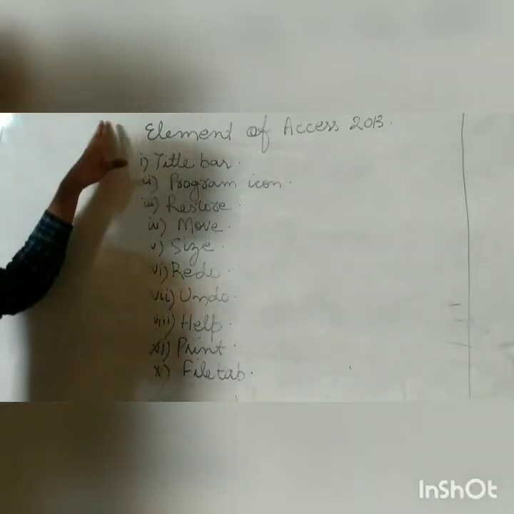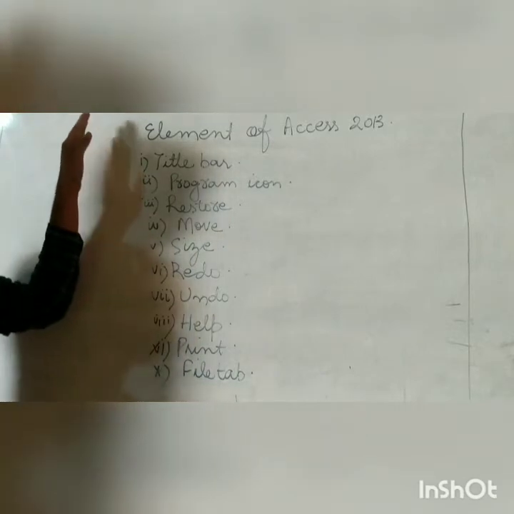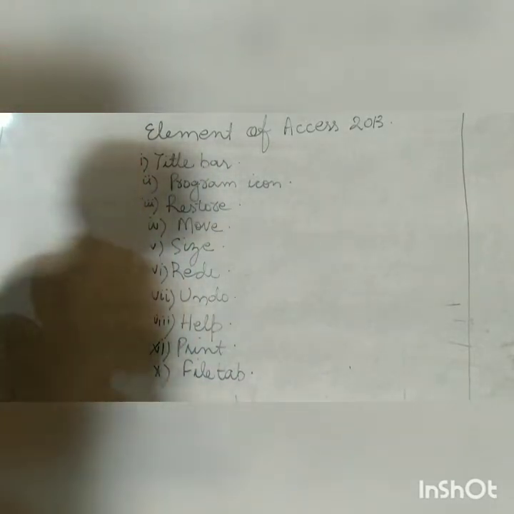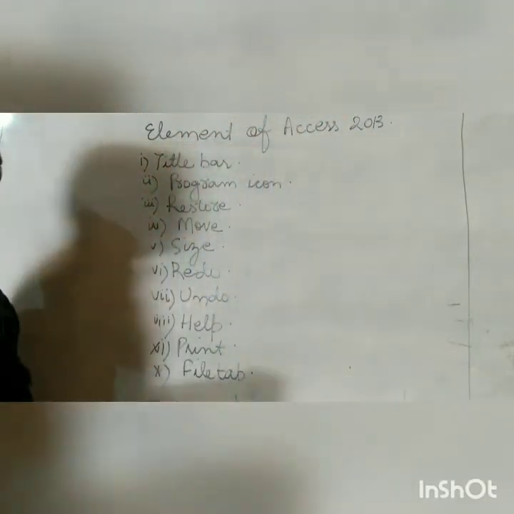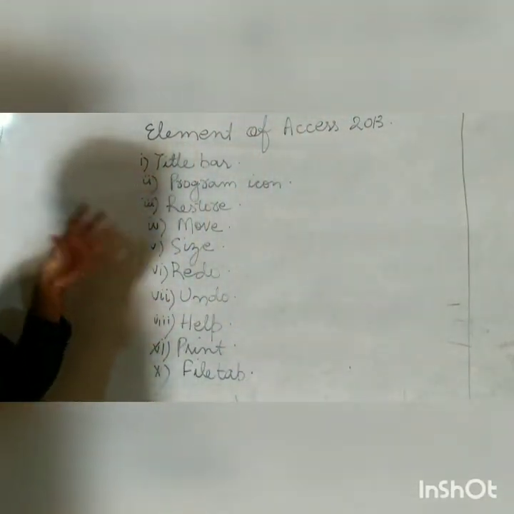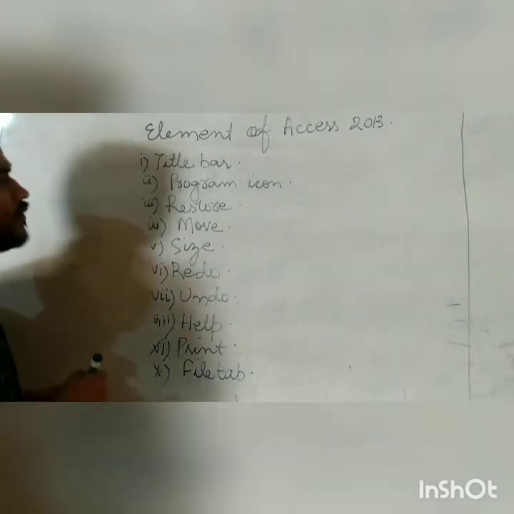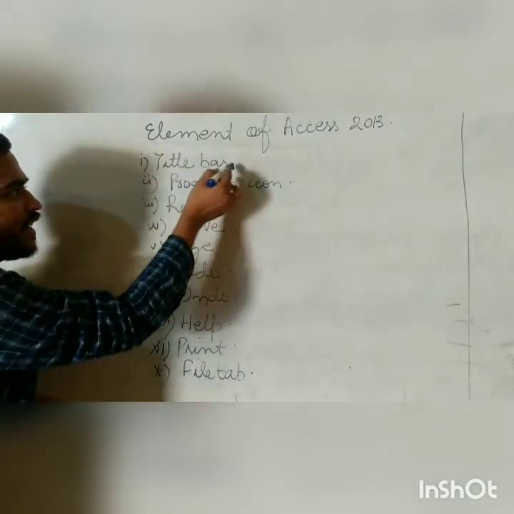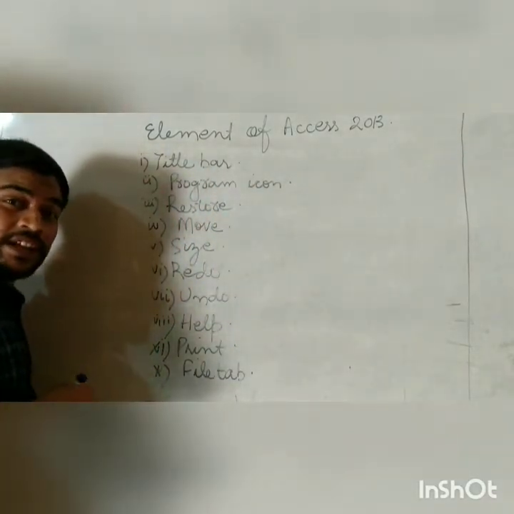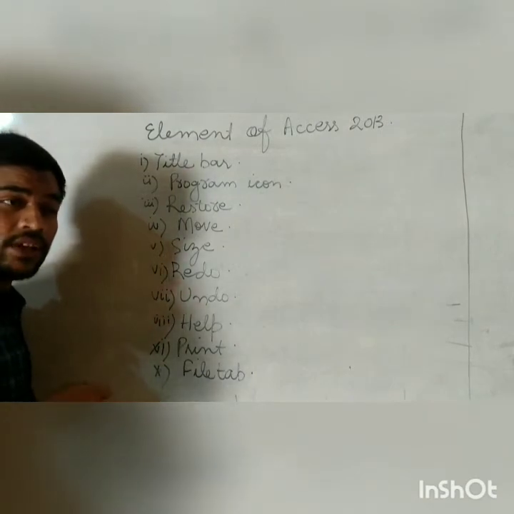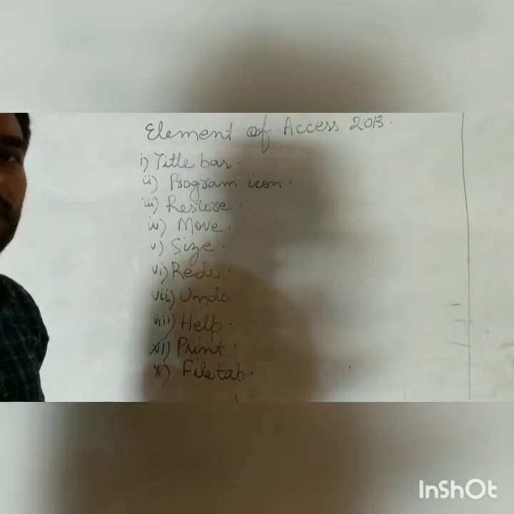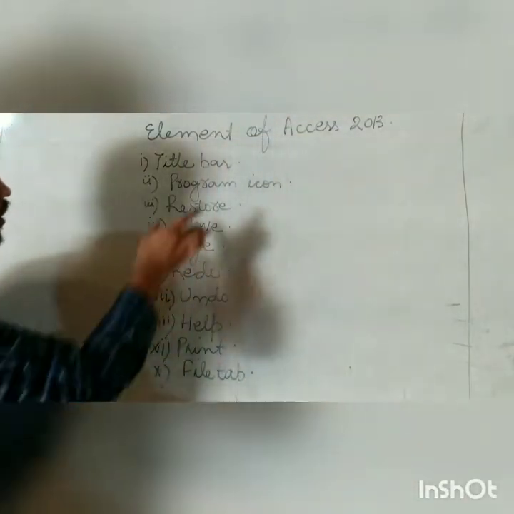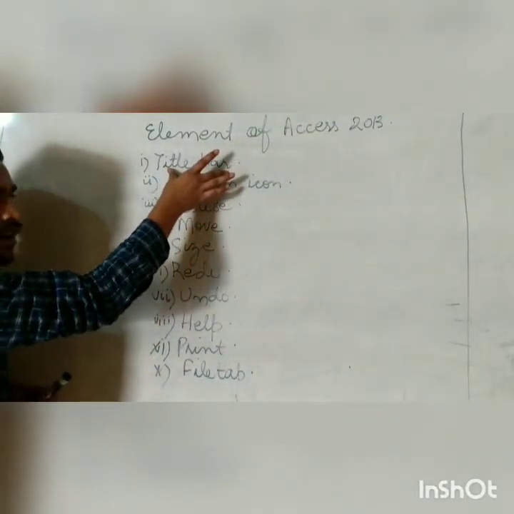Students, this is the most important topic of this chapter, SS 2013. I am going to teach you the elements of SS 2013. Do you know what you can find in the software? Class, first and foremost important thing is the title bar. When we maintain any record or any file, we need a title, and you can give the title according to your own wish. So you can select the title from the title bar.